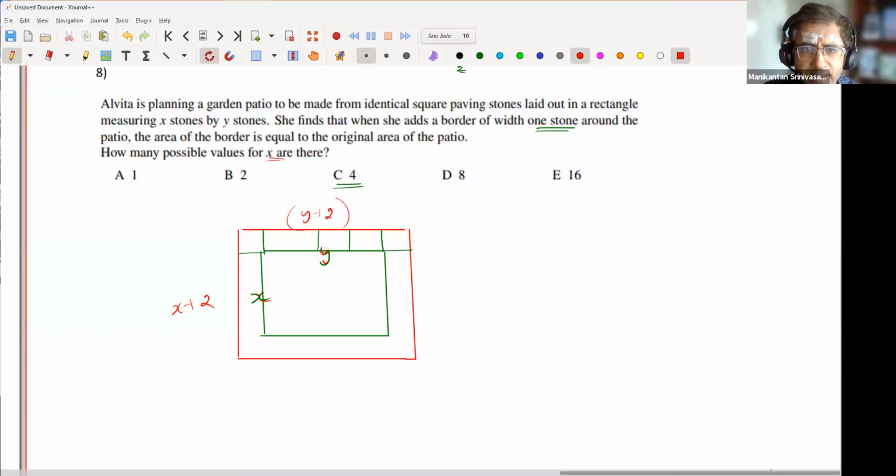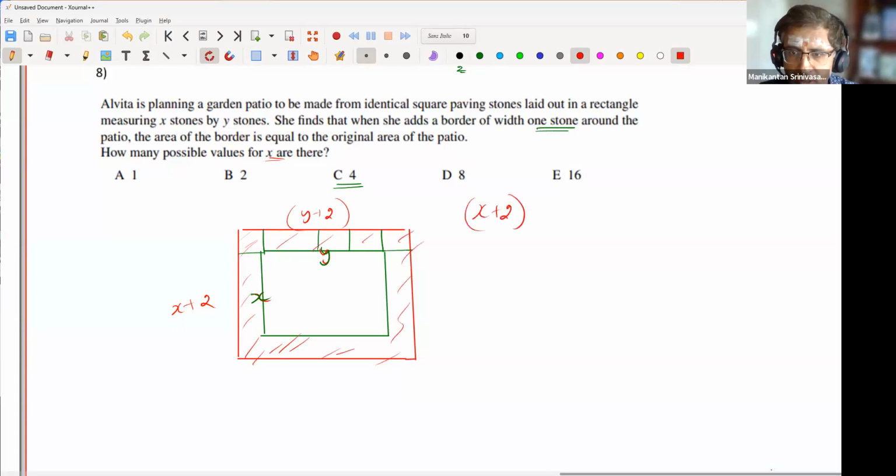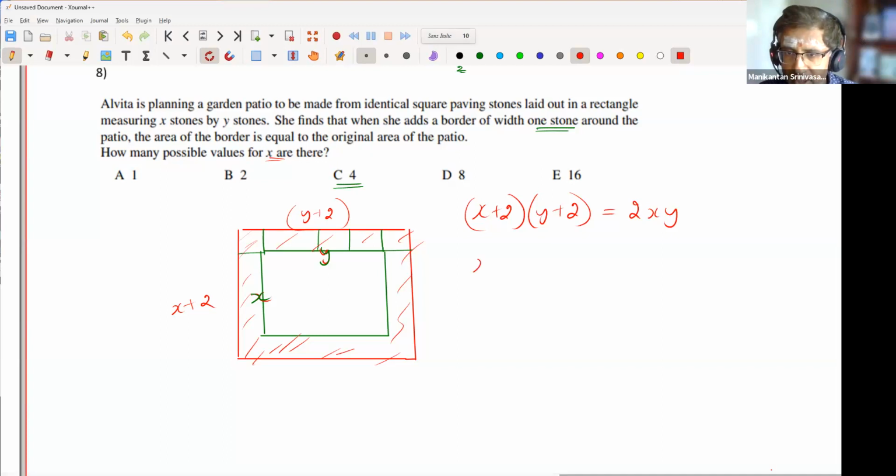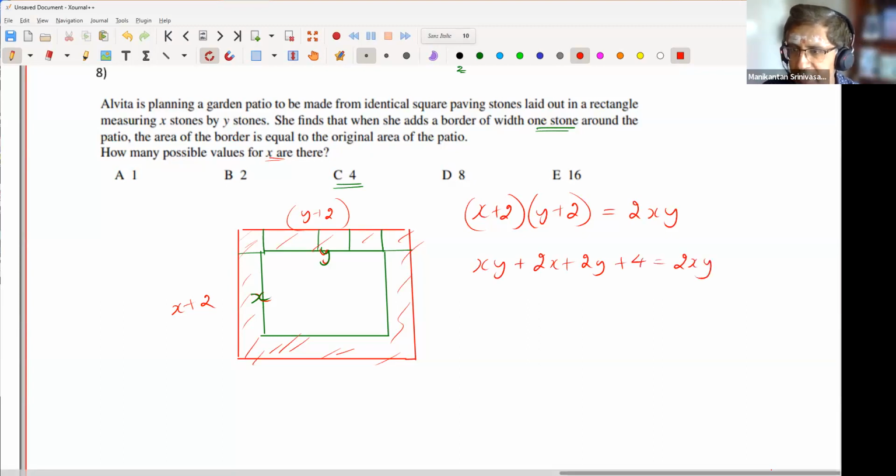And then this area is matching the area in the center, right? So x plus 2 into y plus 2 is matching the area in the center, which means this will be 2 times xy, right? Only then it will match the area. It's fairly easy, right? So xy plus 2x plus 2y plus 4 equals 2xy. And then a standard way to solve some of these problems is get everything to one side and factorize. So I'll move everything to the right side.